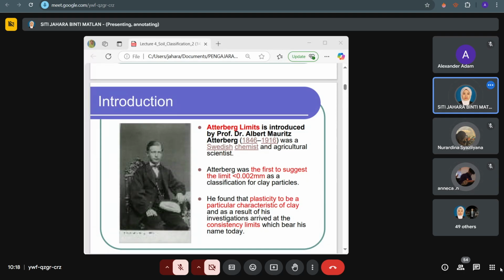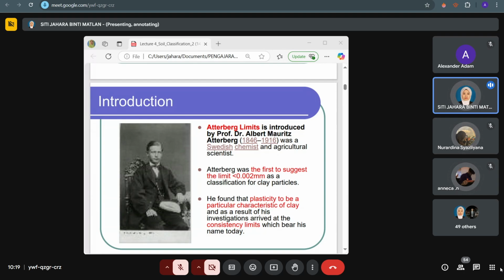Okay, before we explore the detail of Atterberg limits, let's take a brief look at the origin of the concept. The Atterberg limits were introduced by Professor Dr. Albert Morris Atterberg, a Swedish chemist and agricultural scientist who lived from 1846 to 1916.